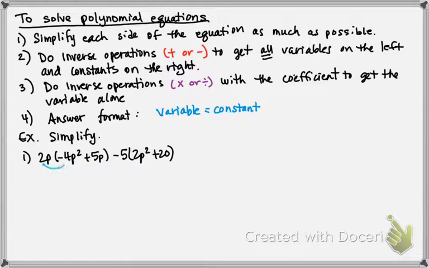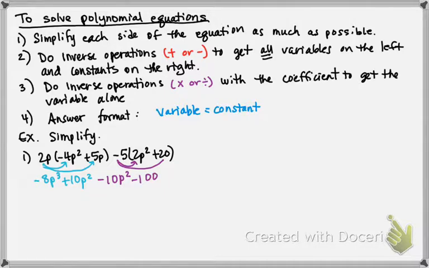On the first one, I'm going to multiply 2p by each of the terms inside the parenthesis. So 2 times negative 4 is negative 8. P times p squared is p cubed. 2p times 5p, 2 times 5 is 10, which is positive, and p times p is p squared. The next one's where it gets a little tricky, multiplying negative 5 times 2p squared. Negative 5 times 2 is negative 10p squared. Negative 5 times 20 is going to give me negative 100.